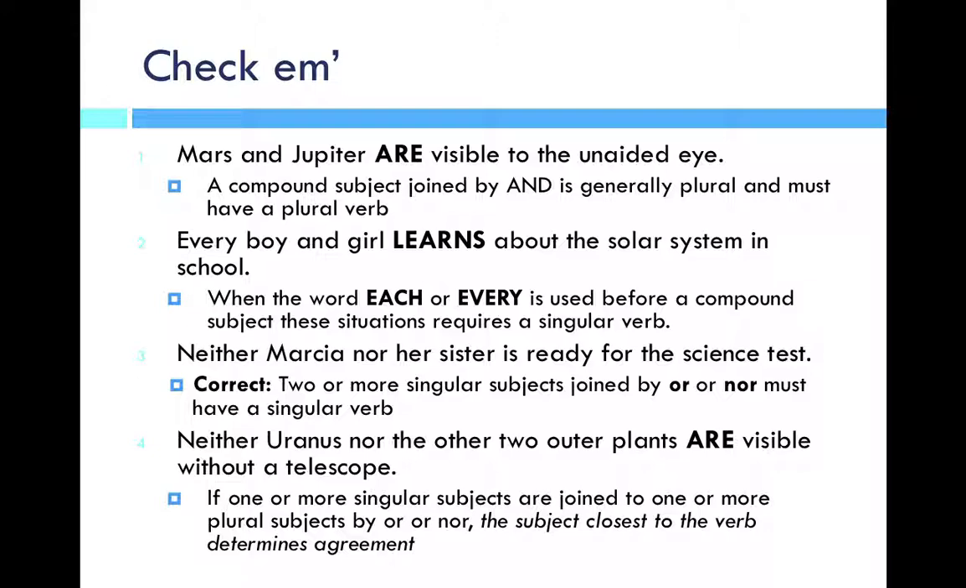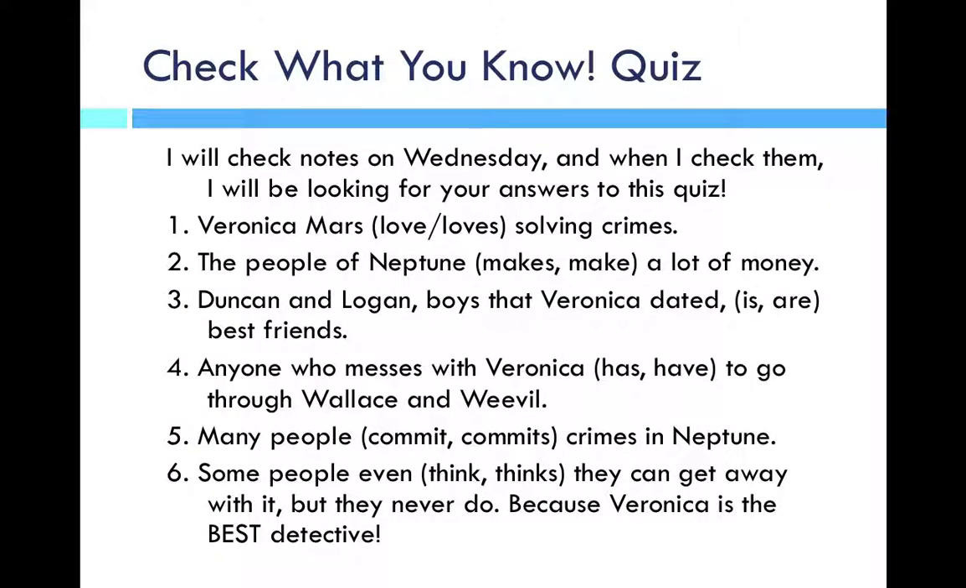And finally, the fourth sentence. Neither Uranus nor the other two outer planets are visible without a telescope. If one or more singular subjects are joined to one or more plural subjects, so Uranus is singular and outer planets is plural, the subject closest to the verb determines agreement. So planets, which is plural, is closest to the verb are, so we know we need to use the plural verb there. Whew! Alright, so we got through all of our subject-verb agreement.